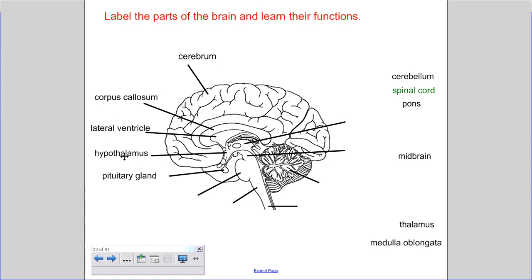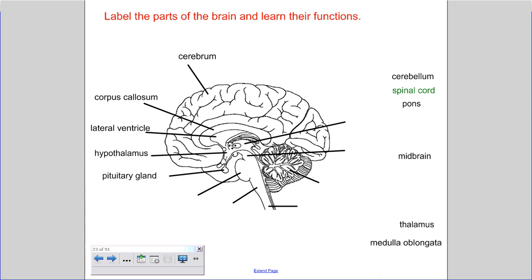So, hypo tends to mean below. If someone is hypersensitive to something, then they're more sensitive than normal to it. If they're hyposensitive, then they're less. So it's below normal. So think of it meaning as below, then it's saying it's below the thalamus.